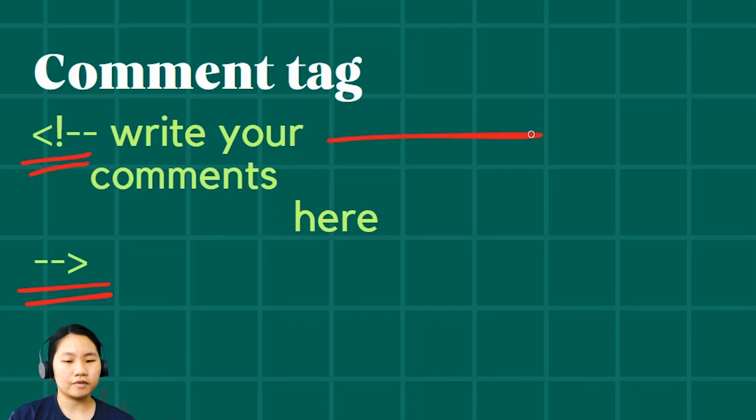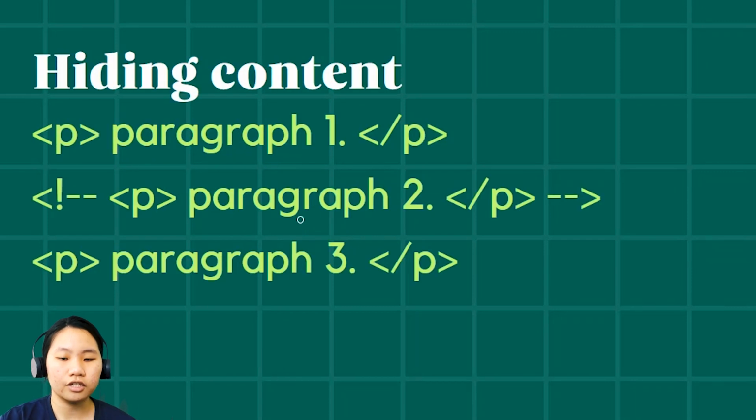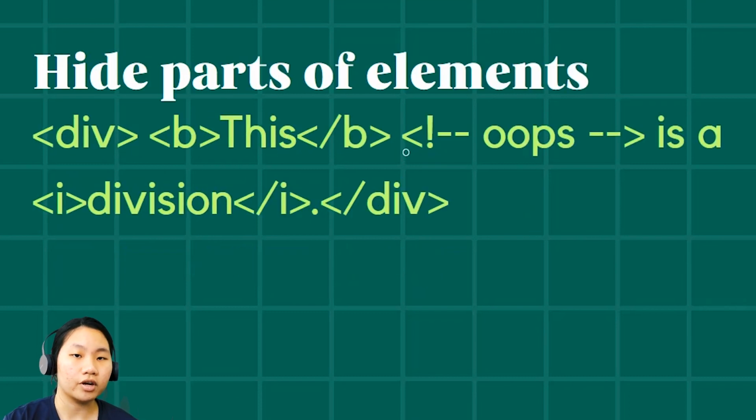You can have whatever spacing, whatever new lines in your comments. And to hide the content, just put your code in between these two. And if you want to hide parts of your elements, you can do that. You can put comments anywhere in your code and they'll just be ignored by the browsers completely.